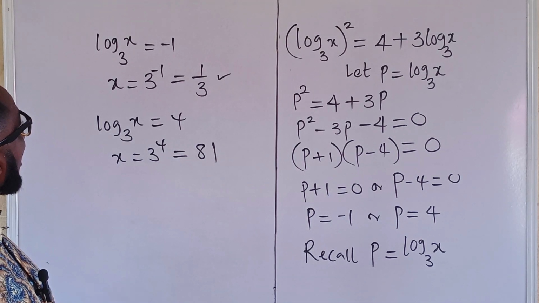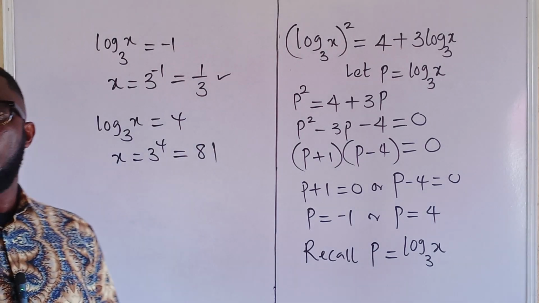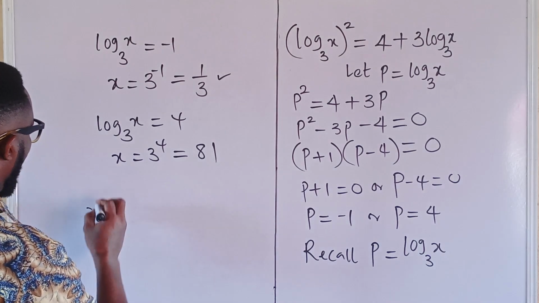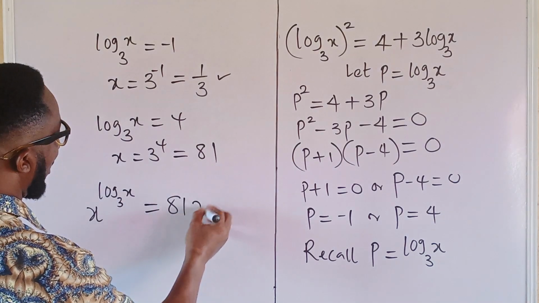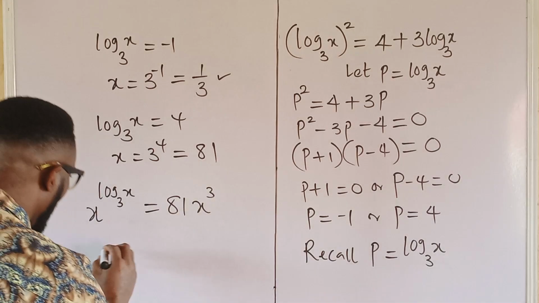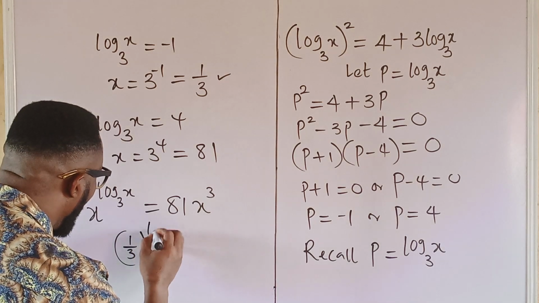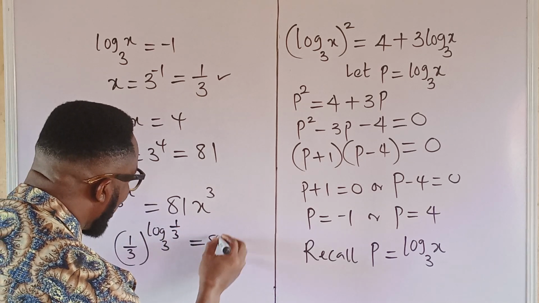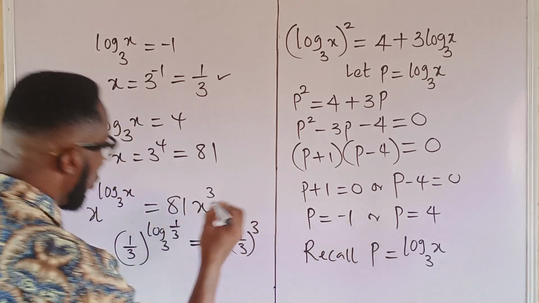Then we shall test for extraneous solutions, whether these two values of x actually satisfy our original equation. I will record the original equation. x to the power of log to base 3 of the argument x equal to 81 x cubed. So if x is 1 over 3, we are going to be having 1 upon 3 raised to the power of log to base 3 of the argument 1 upon 3 equal to 81 multiplied by 1 upon 3, then cubed.